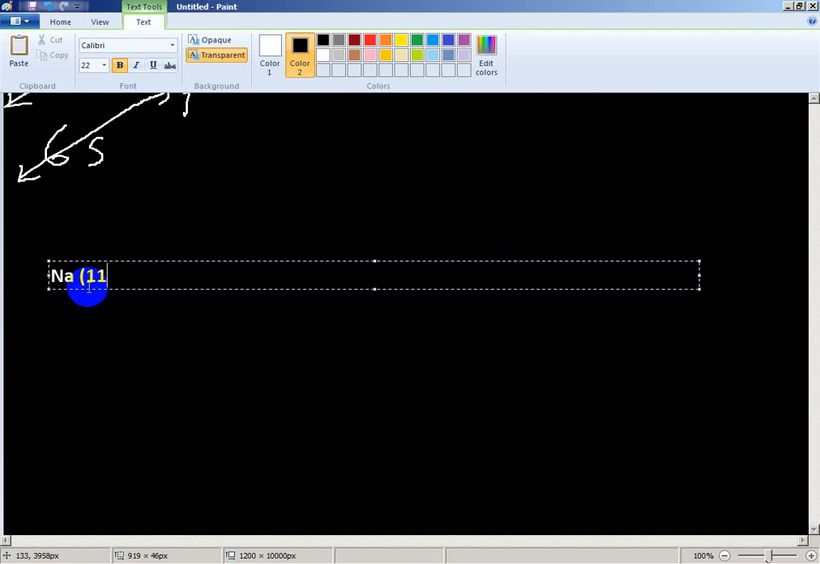Atomic number 11 means proton number 11. Proton number 11 means electron number 11, because in an atom the number of protons and electrons are the same. What is atomic number? The number of protons in an atom is called atomic number. Sodium's atomic number is 11, so the proton number is 11. Protons and electrons are the same, so sodium has 11 electrons.